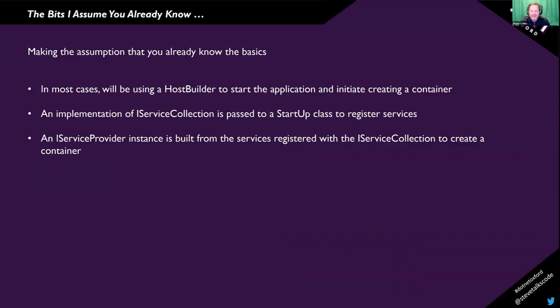Before I get going, I've had to make a few assumptions about what you already know about dependency injection in .NET Core. First is that most of you are familiar with using a host builder of one flavor or another to create your container. Whilst you can also create the container directly from the service collection without a host builder, I'm not going to go into the full details of that in this talk.